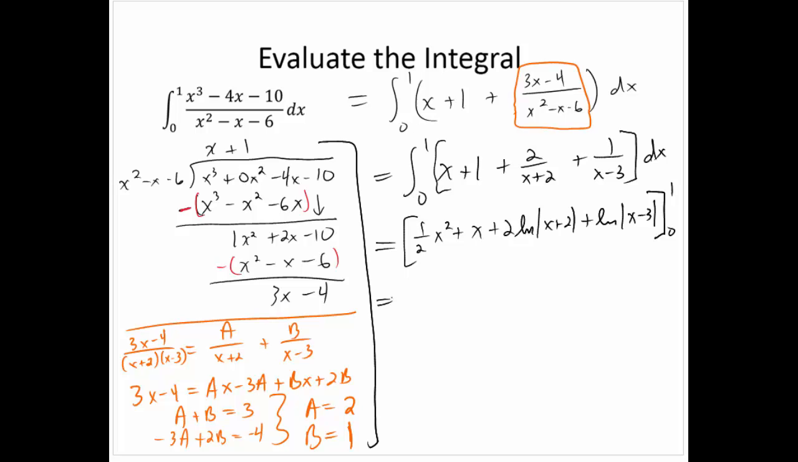All right, evaluating at 1, that would be 1/2 of 1 squared, so that would be 1/2 plus 1 plus 2 natural log of 1 plus 2, which is 3, plus the natural log of the absolute value of 1 minus 3, which is negative 2. The absolute value of negative 2 is 2, so plus natural log of 2. Subtract. Now substituting 0: 0 plus 0 plus 2 natural log 2 plus natural log 3.